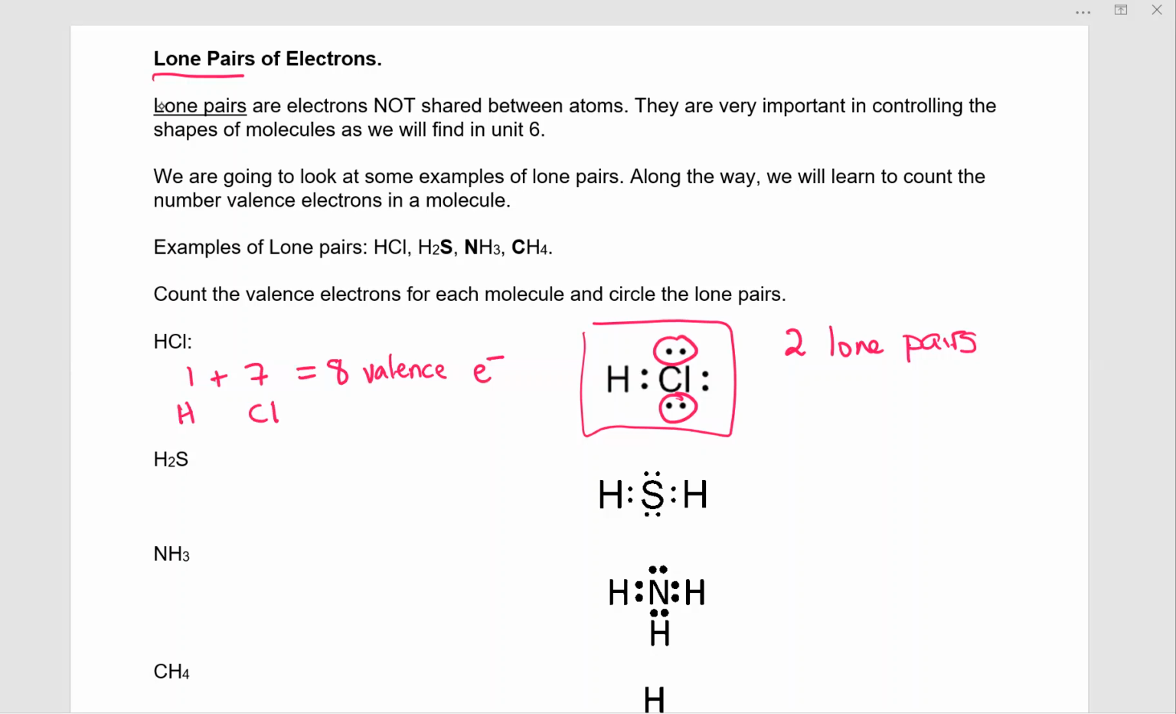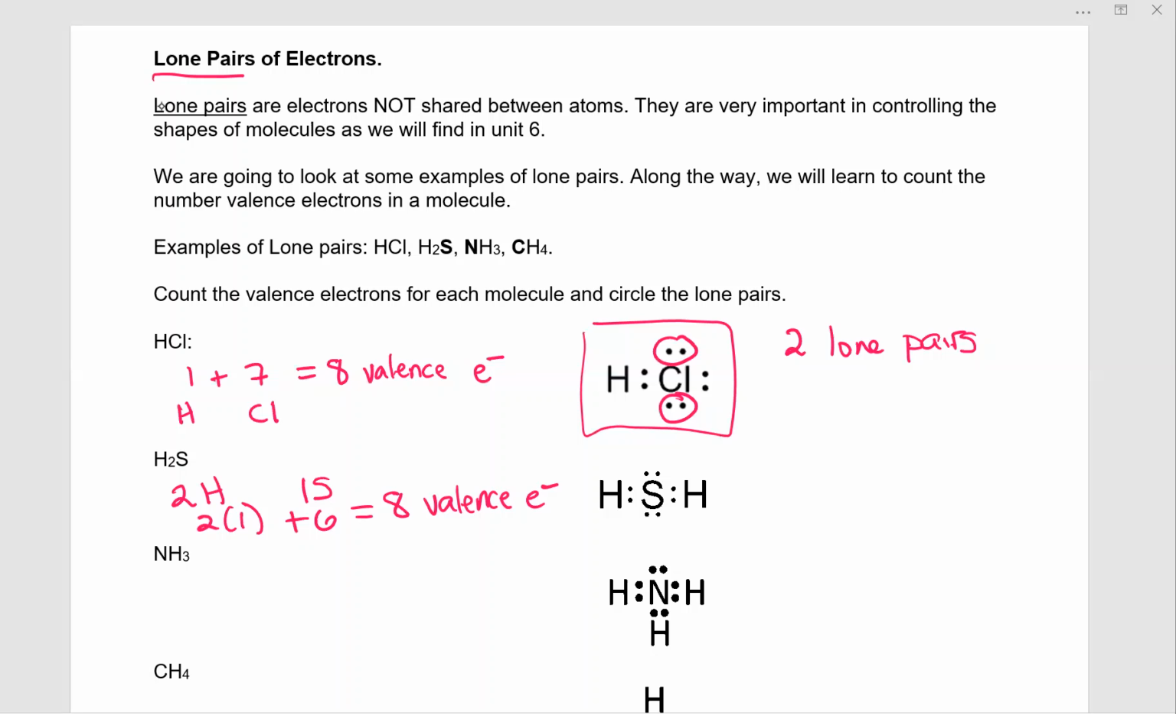Let's look at H2S. We're going to count the valence electrons. So we have 2 hydrogens and 1 sulfur. So that is 2 times 1 plus 6 for a total of 8. So we have 8 valence electrons.